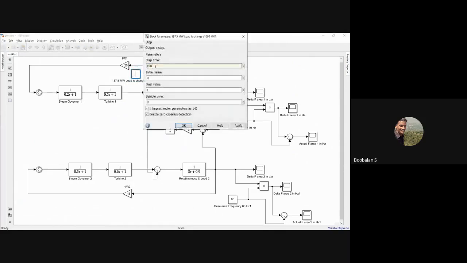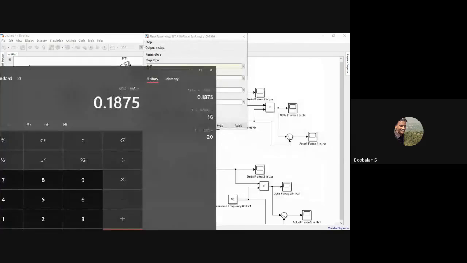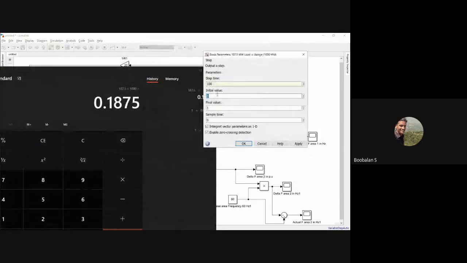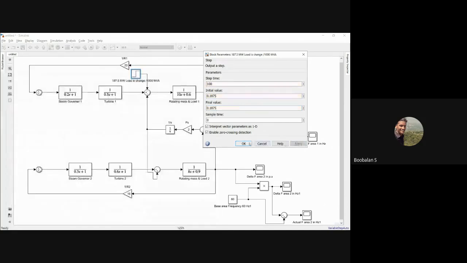So the step time is now 100. Final value is how much? 187.5 divided by 1000, which is 0.1875. The final value is also 0.1875, right? Just click apply and then okay.